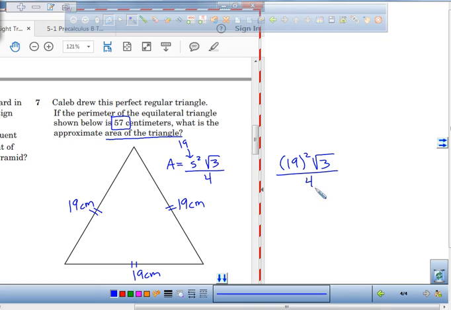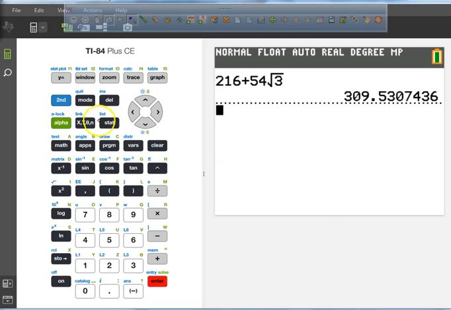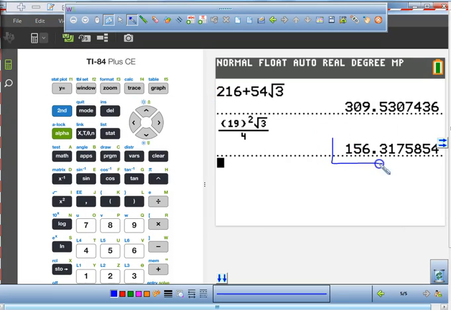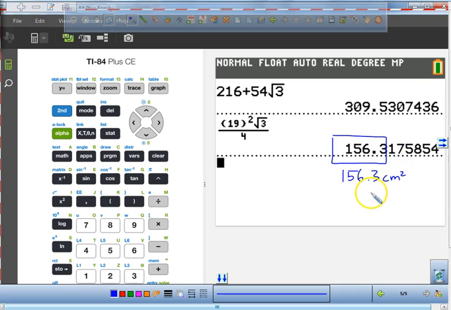Now, how do you type that in the calculator without messing up? Let me show you. Do alpha y equals enter. Open that up. Alpha y equals n. It's really cool. And we're going to square it. Then I'm going to type in a radical 3. I'm going to go down and hit the number 4, and voila, there's my answer without having to do a whole bunch of long, ridiculous work. What's my answer equal to? 156.3. Is it centimeters or inches? Centimeters squared. Now that's the shortcut.